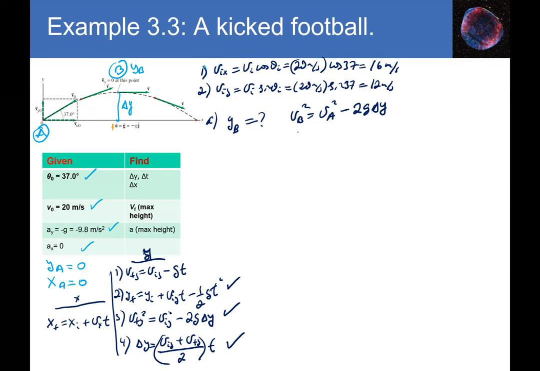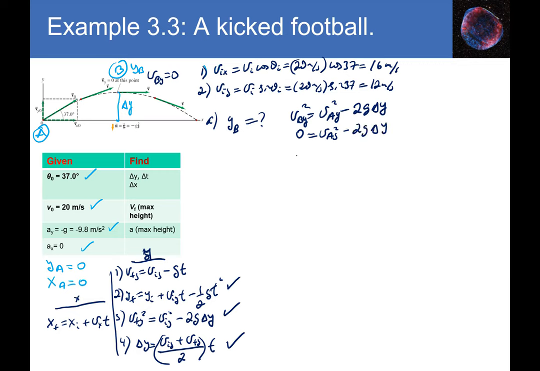Now, I know one thing: there is no velocity at VB. Remember, this is in terms of Y velocities, and there is no Y velocity at B. Why? Because it's the highest point, and there is no vertical velocity at the highest point. It means 0 equals VAY squared minus 2G delta Y.